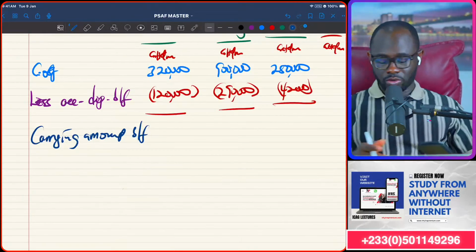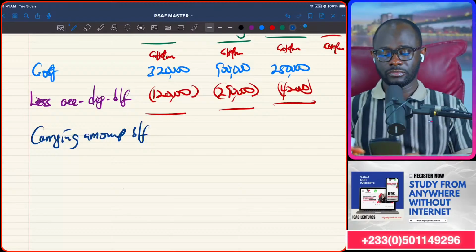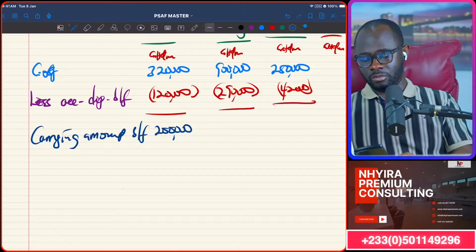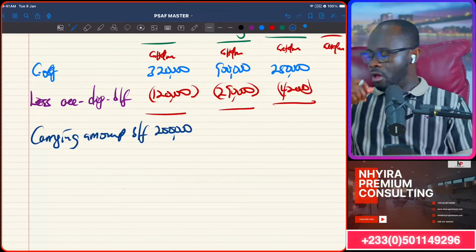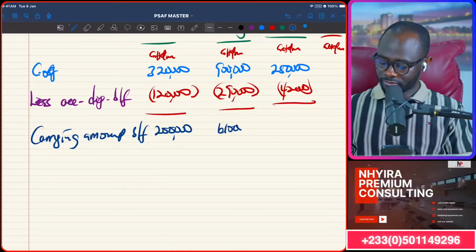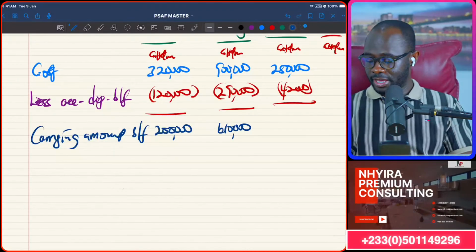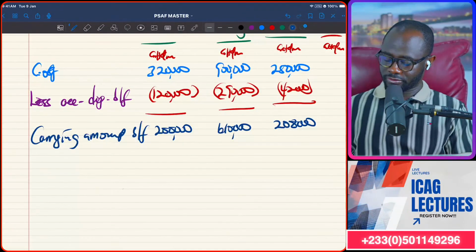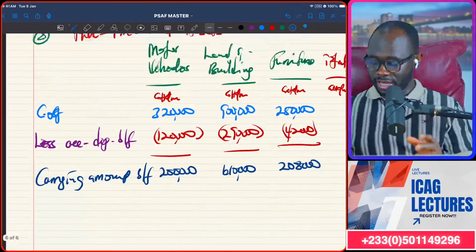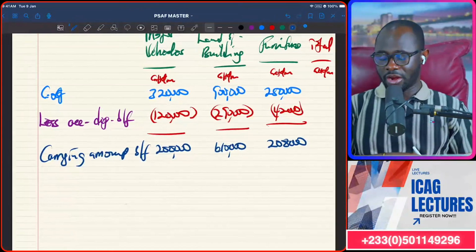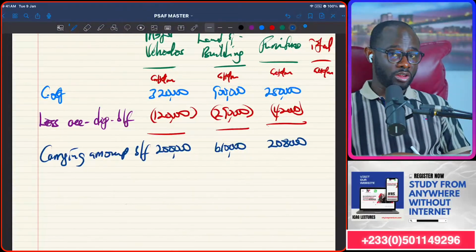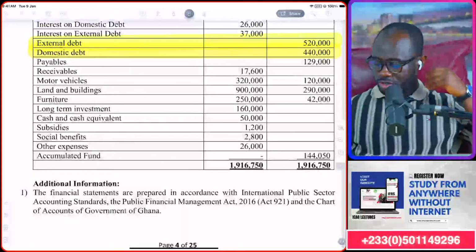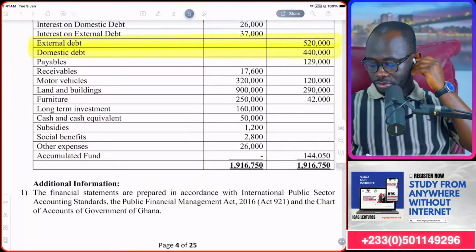So this is going to be 200,000. Then 900 less 290, that's 610. And then this will be 208,000. So that is the carry down or carrying amount of the asset at the beginning of the year. We'll come back to them in a moment. But that is what we use that figure to do.